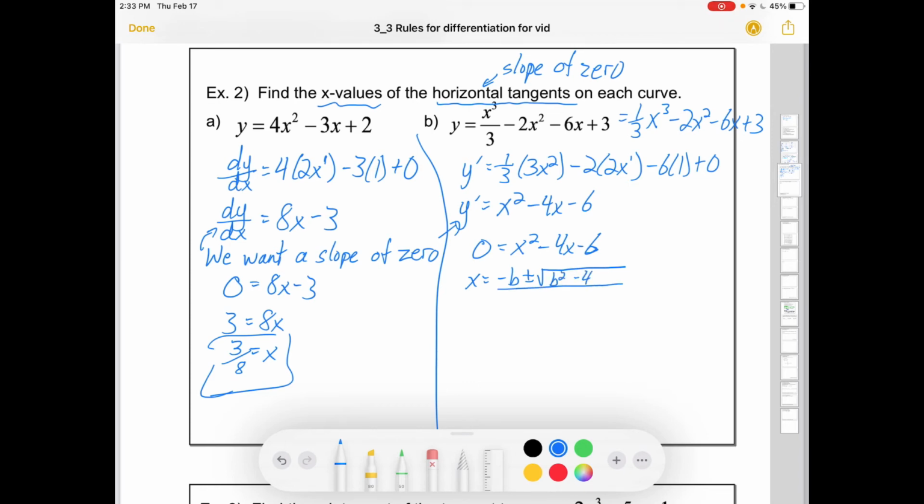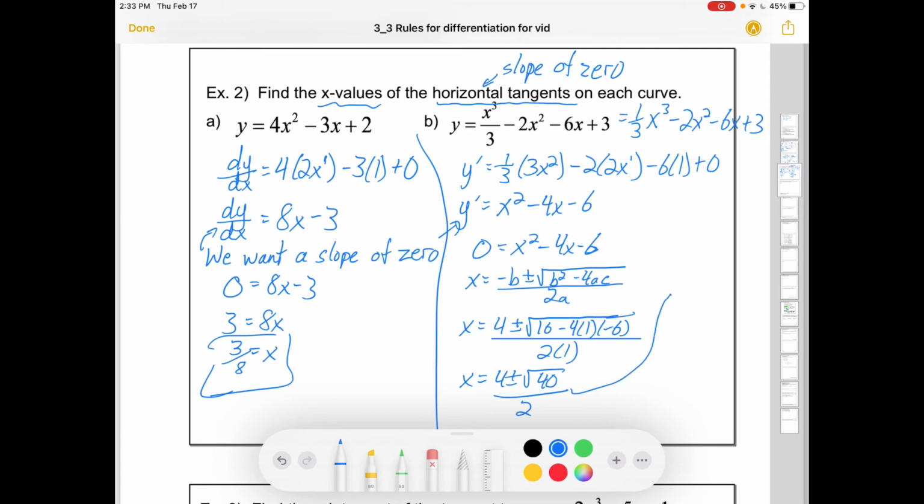Negative b plus or minus the square root of b squared minus 4ac, all over 2a. And I'm going to put this in. 4 plus or minus b squared. So that's negative 4 squared, is 16, minus 4ac, all over 2 times a, all over 2 times 1. So 4 plus or minus the square root of 40 over 2.